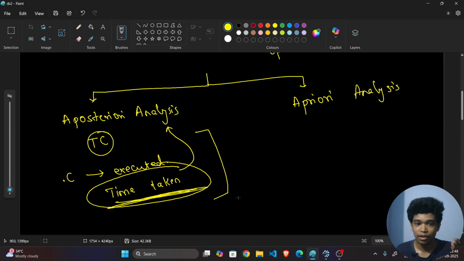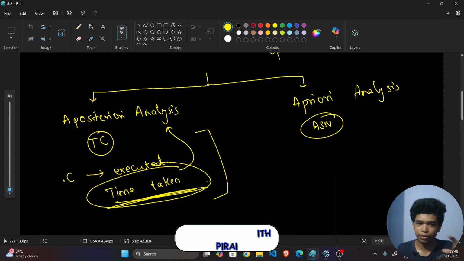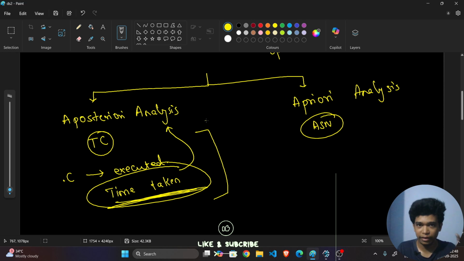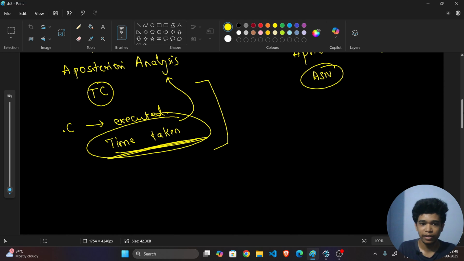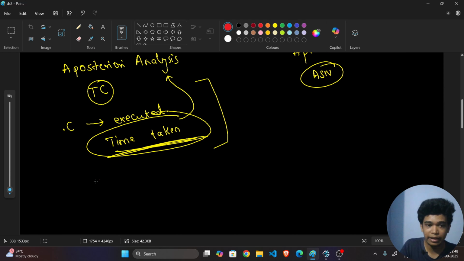Can you understand this? So to avoid this drawback, we will be going with a priori analysis using asymptotic notation. I also want you to understand what the drawback is in a posteriori analysis. See here, in a posteriori analysis, we will be getting the exact time taken.